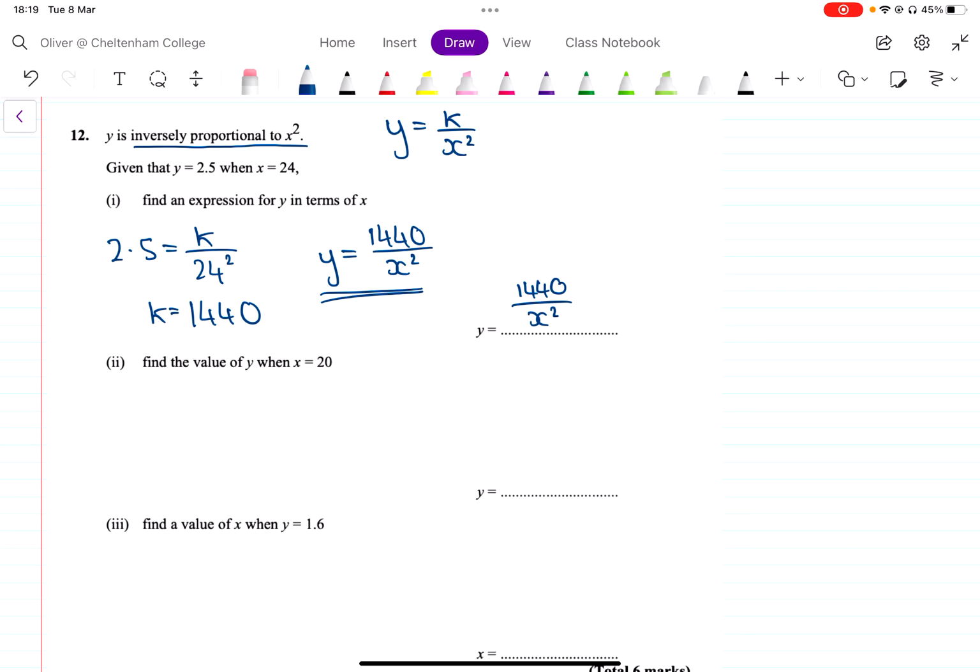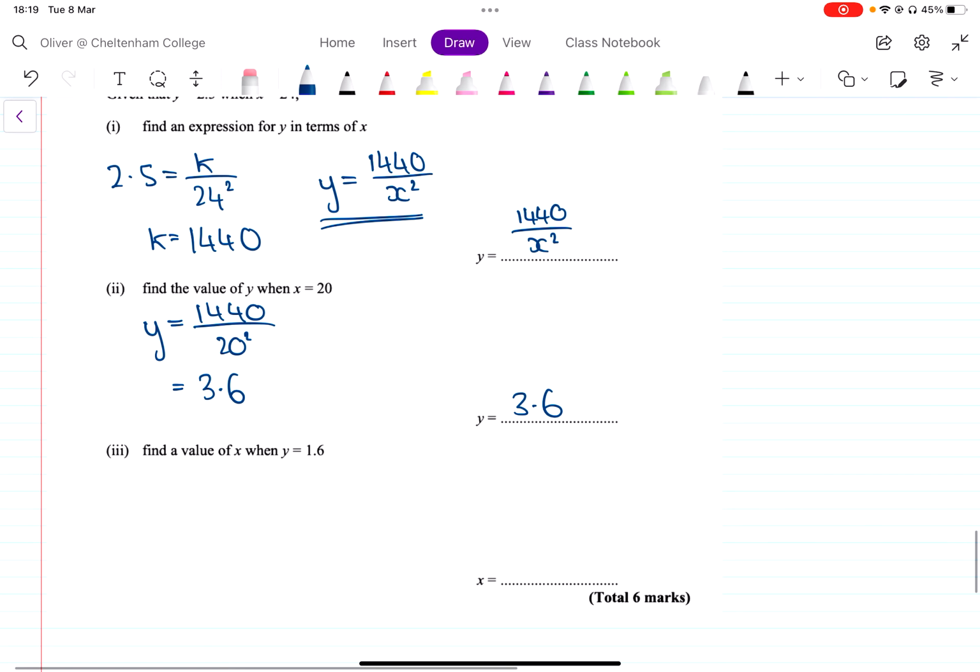Now I can find y when x is 20. So y is 1440 over 20 squared, which is 18 over 5, which is 3.6.